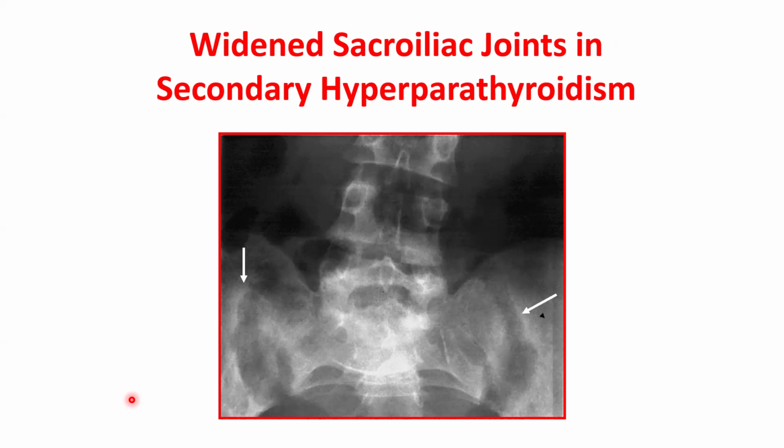Okay, but this does not occur only because they have weakness of the proximal muscles of the thigh due to secondary hyperparathyroidism. No, but also because they have a widened sacroiliac joint, as if the sacroiliac joint is unstable. You see, normally the sacroiliac joint should appear as a mere line, an S-shaped line. But here you see it's widened. The sacroiliac joints are wide, contributing to the instability of the gait of the patient. Is it clear?